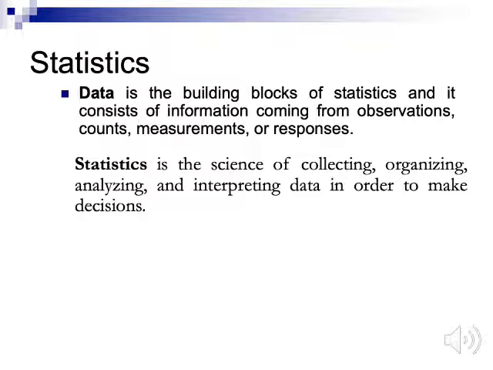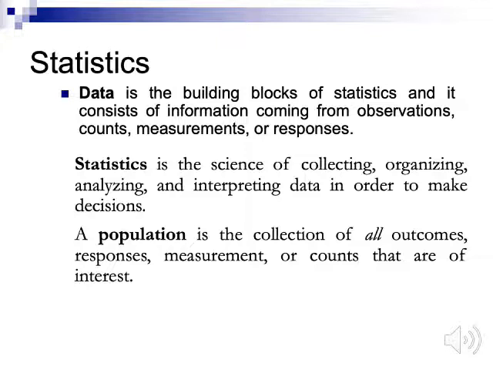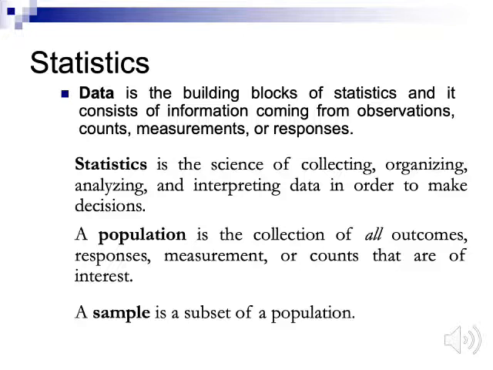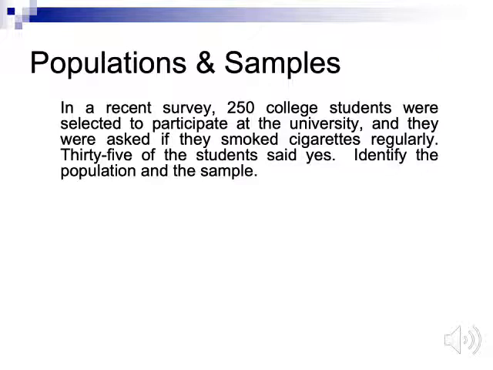Okay, so we will also encounter the word population, so that is the collection of all outcomes, responses, measurements, or counts that are of interest to the researcher. And a sample is a subset of a population, but when we say sample, it must represent the population, meaning to say all the characteristics of the population are in that sample. So what you observe in the population must be observed in the sample. Okay, so let us have an example of samples and populations.